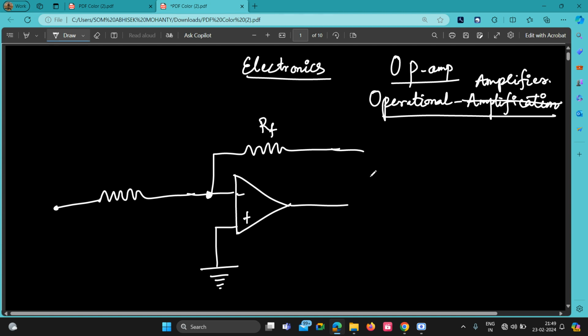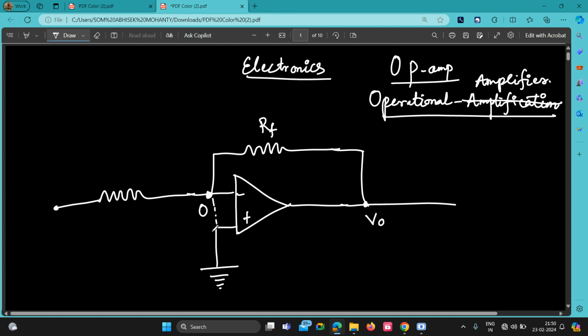Why is this feedback? Because as you can see, this is going from here, the output is connected to it. So this is called your feedback. This is grounded, and this is called the virtual ground concept.